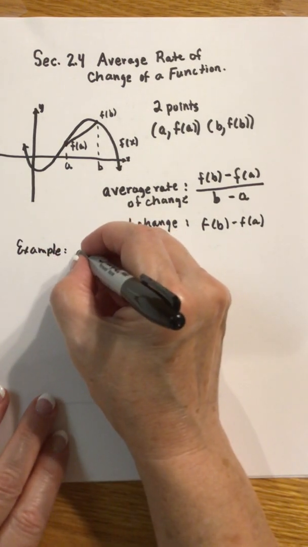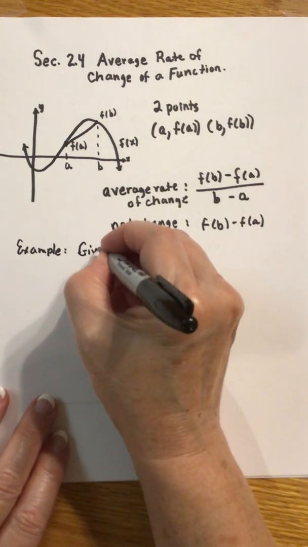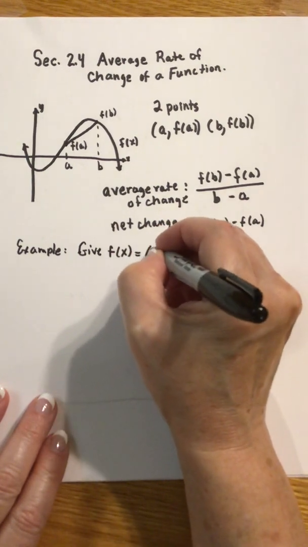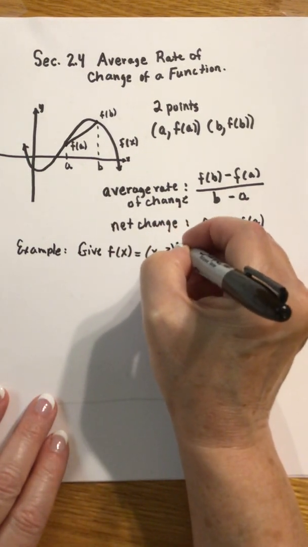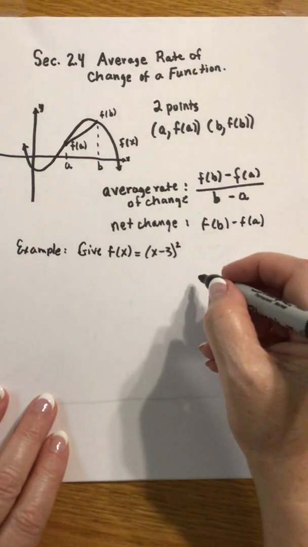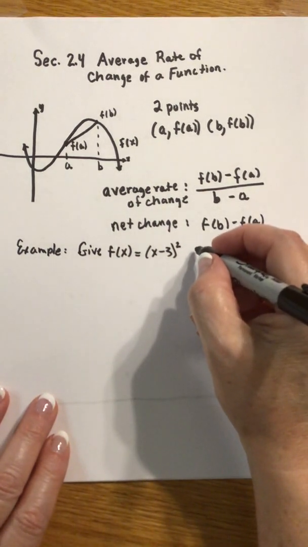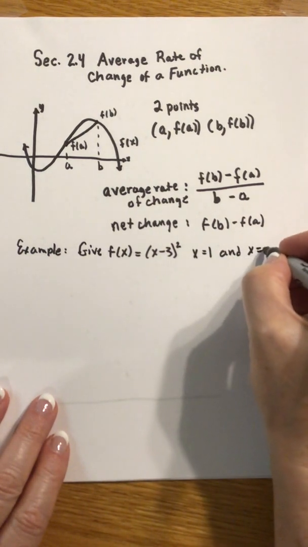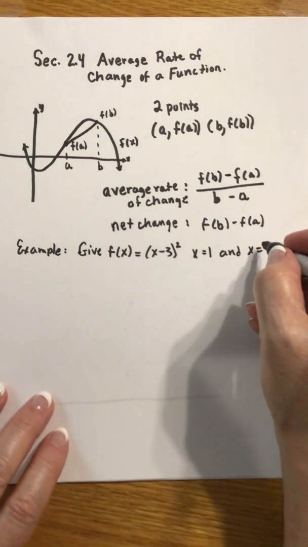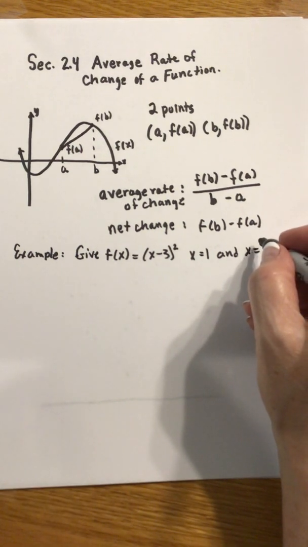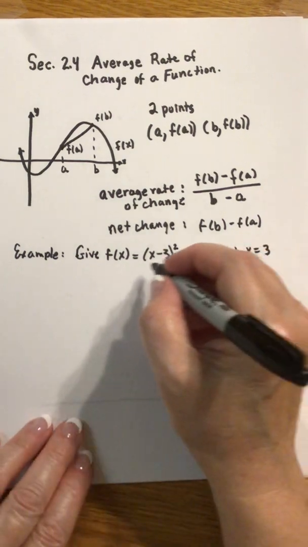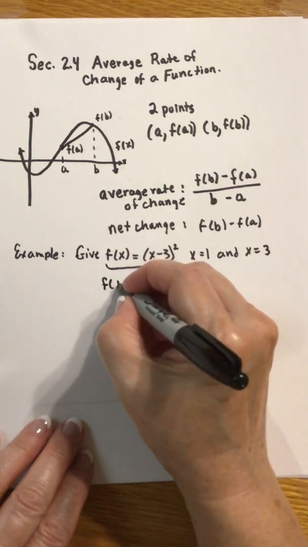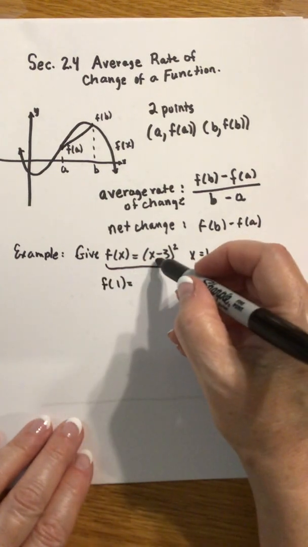So we're going to be given a function, f of x equals (x minus 3) squared. And we're trying to find the net change and the average rate of change between x equals 1 and x equals 3. So the first thing we're going to do is find f of 1, using this as my function, right? So f of 1 means that I place 1 in for x.